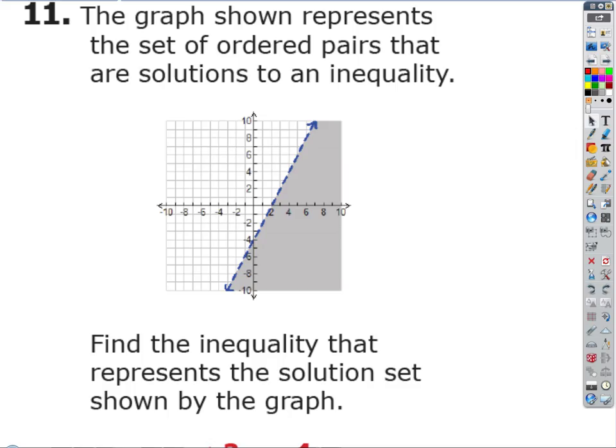So first of all, we have to come up with the equation of the boundary line, right? And we'll just put it in slope-intercept form, right? So what's the y-intercept? What's b? -4. Looks like it's -4. Okay. So b is -4. What's the slope? How could we find the slope?